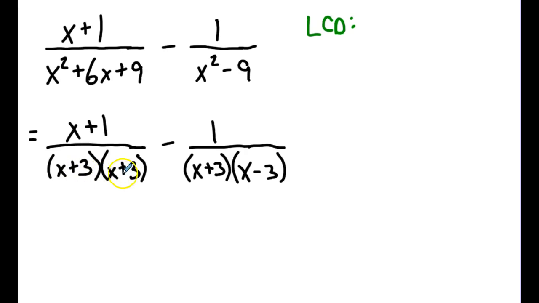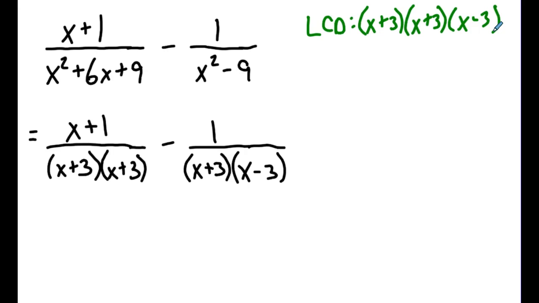If we look at this first denominator, we have 2 factors of x plus 3. So in the end, our denominator is going to have 2 factors of x plus 3. So over here, I'm going to write that, x plus 3, x plus 3. If we look at the denominator on the right, we already have a factor of x plus 3, but we also need a factor of x minus 3. So over here, I need to add that x minus 3 factor.